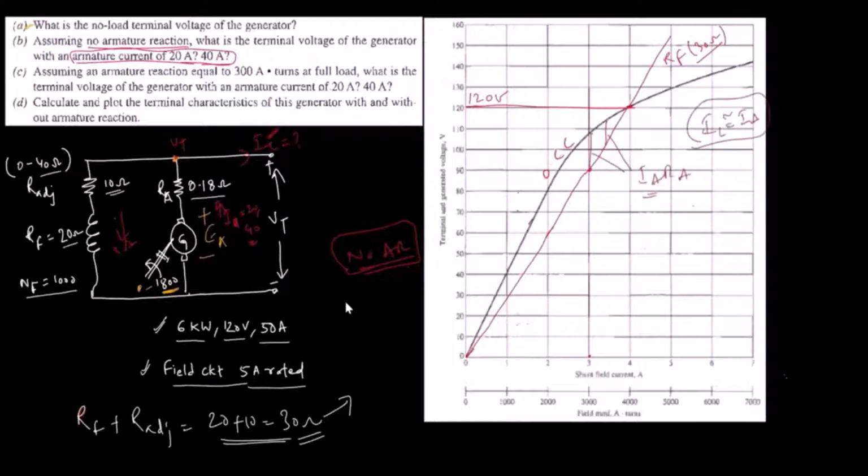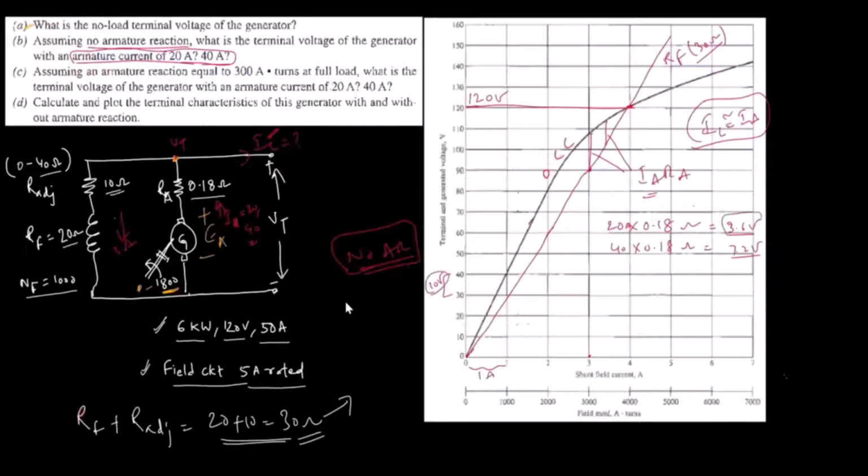I now want to calculate the IA RA drop. So IA is 20 amps multiplied by 0.18 ohms, so it will come to 3.6 volts, and for 40 amps it comes to 7.2 volts. So for these two loads, 3.6 volts and 7.2 volts, I have to draw in this graph. Here 1 centimeter is equal to 10 volts vertically, and 1 centimeter is equal to 1 amp horizontally.